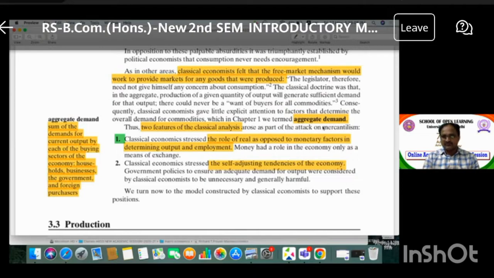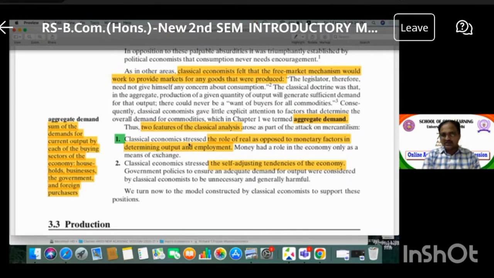What are the factors that influence the aggregate demand or the aggregate output? What are the two assumptions, or the two features, of the classical theory? Dear students, you can follow me, right? The classical theory has two assumptions.